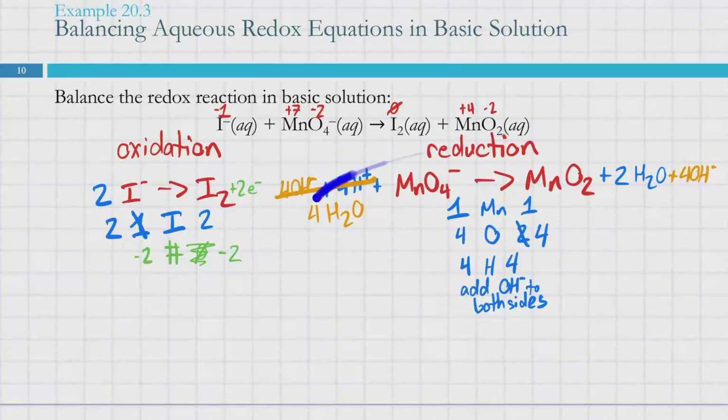We also have to balance for our reduction half reaction. So for charge, we've got waters on the left side. We've also got permanganate, which is a 1 minus. So it's a -1. On the right side, we've got no charge, and 4 minus. So 4 minus on the right side. Which side are we adding our electrons to? Adding to the left side. And we need 3 to bring us down to a -4.